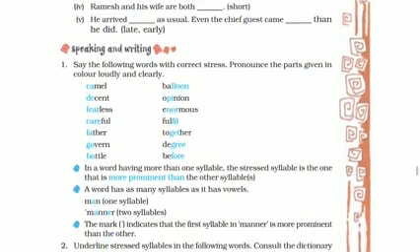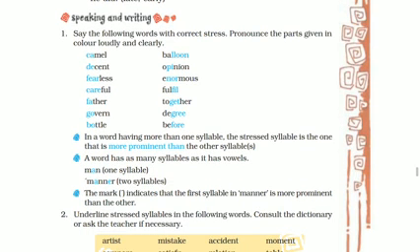Then next one is speaking and writing. In speaking, when we are reading a sentence or talking, the pronunciation must be correct. Otherwise, the person who is listening will not understand what you are saying. So look there. Say the following words with the correct stress. Pronounce the parts given in color loudly and clearly. Each word has some stress and intonation.